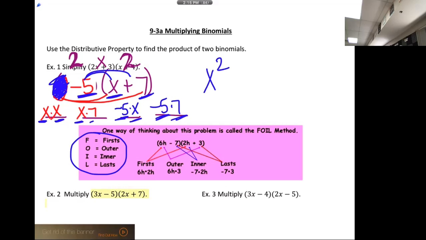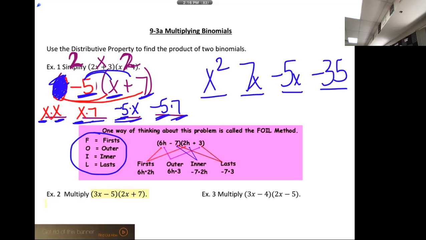X squared. What's x times 7? What's negative 5 times x? What's negative 5 times 7? Now, those are our 4 terms, but do you notice anything about some of the terms?